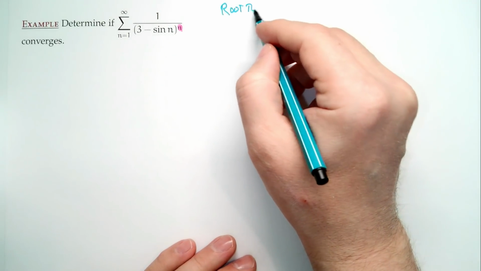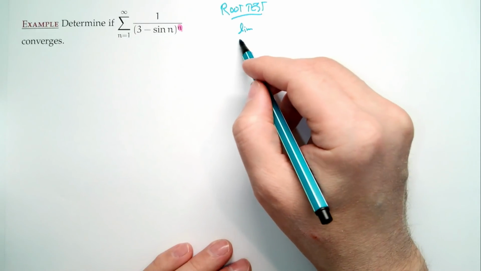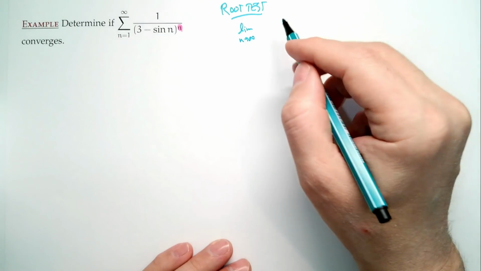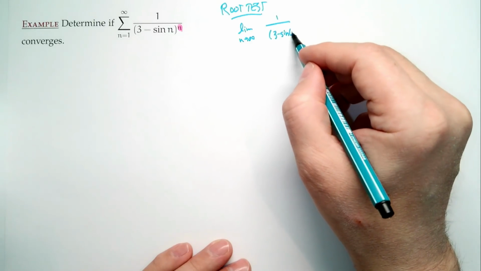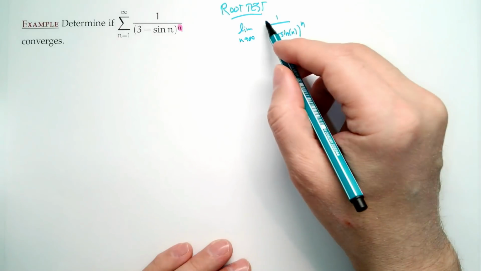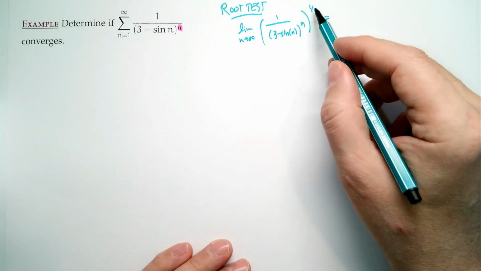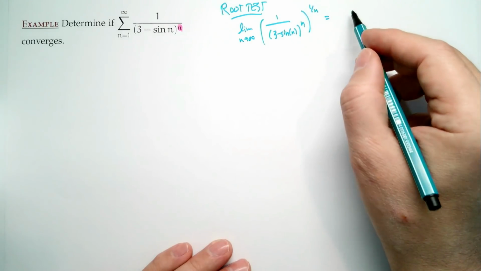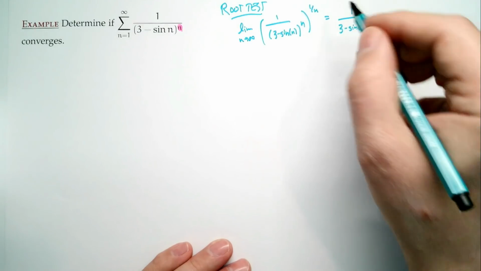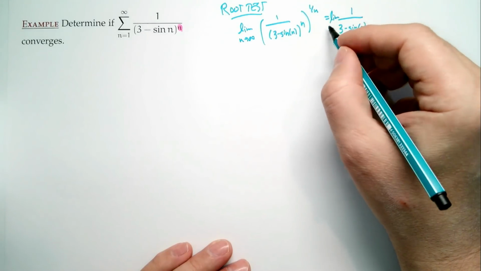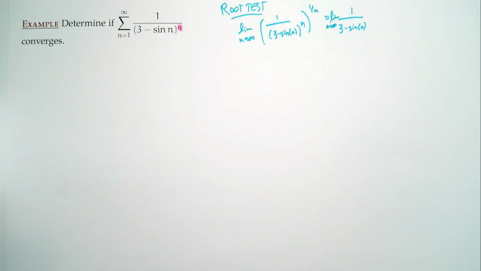So, root test says what? Well, we're going to take the limit as n goes to infinity of (1 over 3 minus sine of n) to the nth power, to the 1 over nth power. Well, now because this is to the n, that's to the 1 over n, that's 1 over 3 minus sine of n. Oops, and I forgot to write my limit down. That's really bad. You should keep writing down the limit until you actually take the limit.